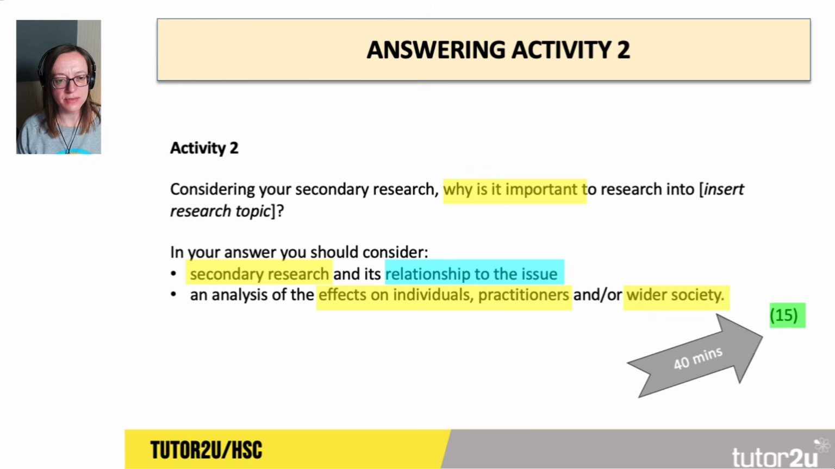Okay, on to answering activity 2. Activity 2 asks you, considering your secondary research, why is it important to research into the research topic? In your answer, you should consider secondary research and its relationship to the issue, an analysis of the effects on individuals, practitioners and or wider society. So here I've highlighted why is it important. Activity 2 is all about why is this research topic important. Then in the bullet points I've highlighted secondary research and effects on individuals, practitioners and wider society in yellow. So those are the things that you must have in your answer.